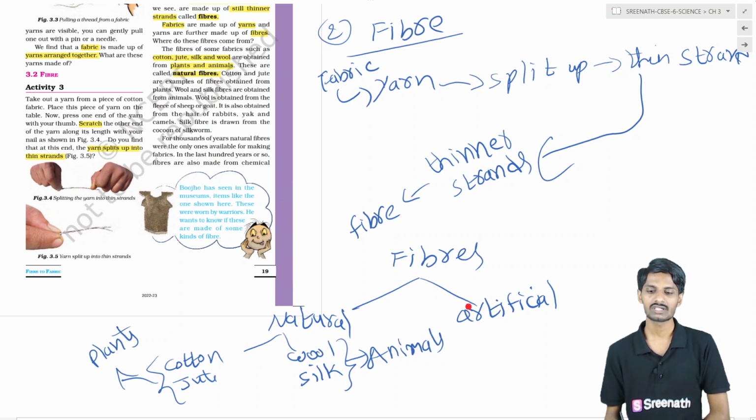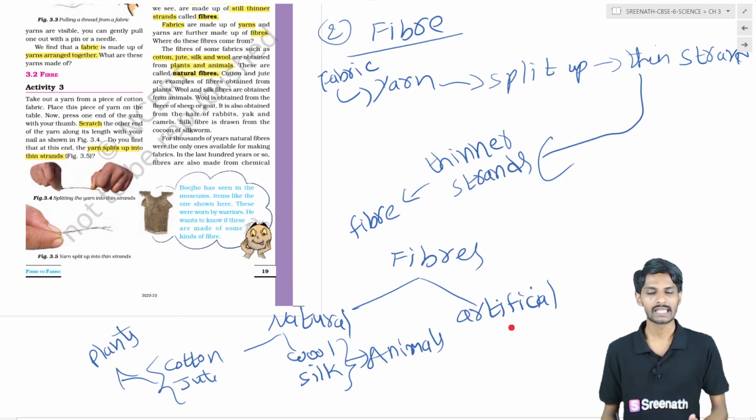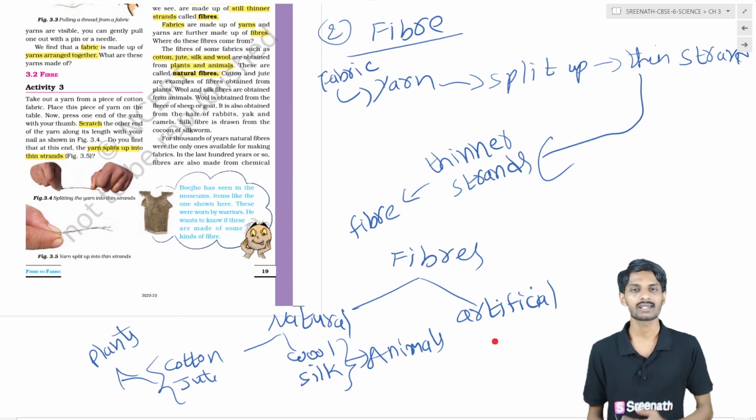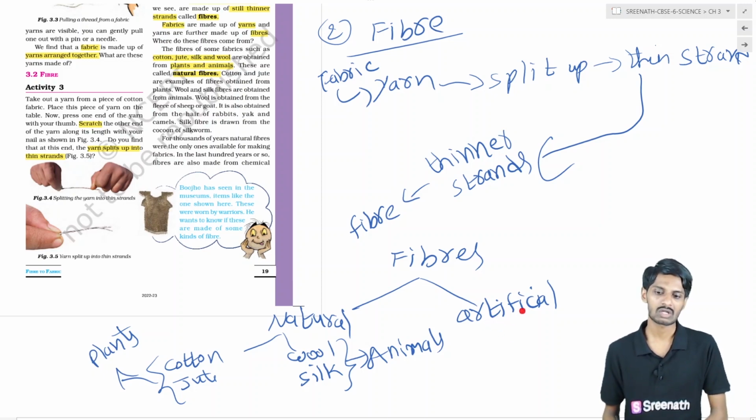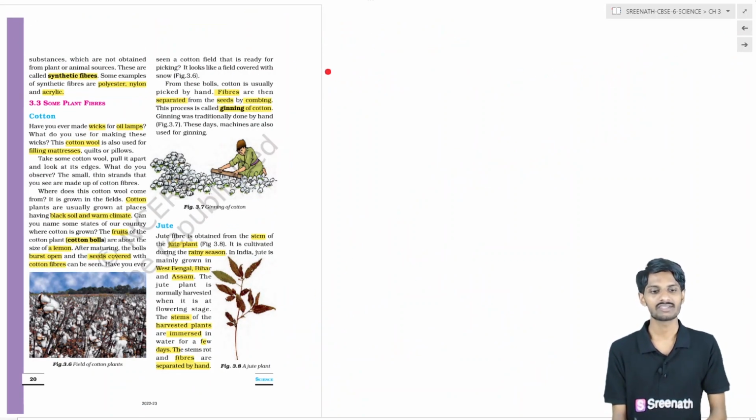So what do artificial fibers mean? They are chemically developed, and they are created in factories. Those fibers are called artificial fibers, and examples of artificial fibers are terylene, nylon, and polyester. We also call them synthetic fibers.